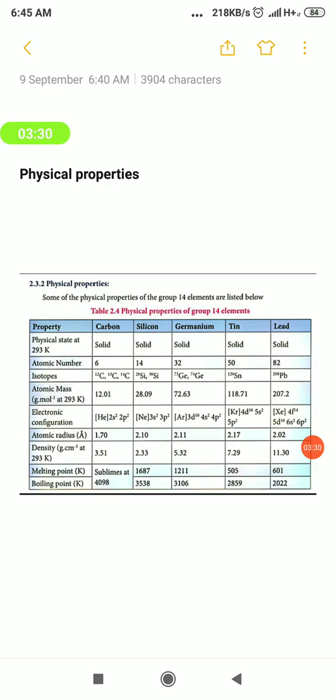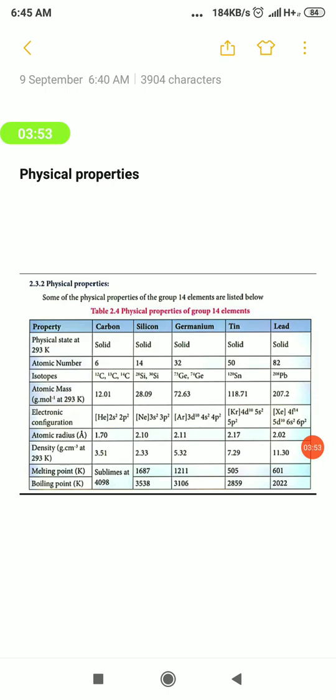Then isotopes. Carbon has 3 isotopes, C12, C13, C14. Silicon has 2 isotopes, Si28 and Si30. Then germanium has 2 isotopes, Ge73 and Ge74. Tin has only 1 isotope, that is Sn120. Then lead has only 1 isotope, 208. Okay, then atomic mass, you can get it from the periodic table.